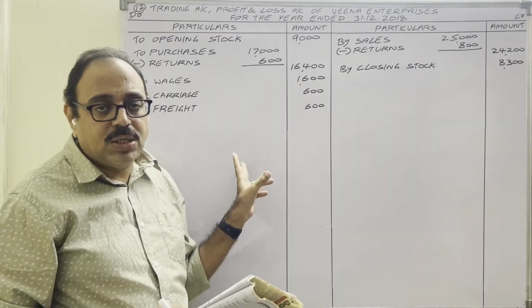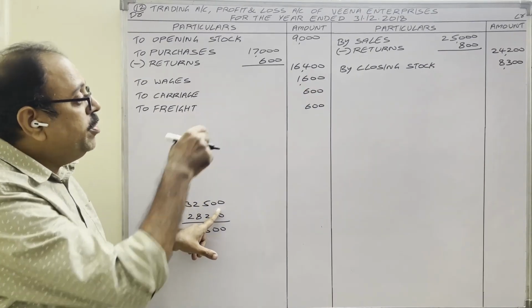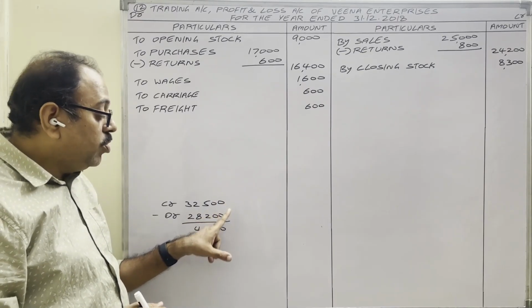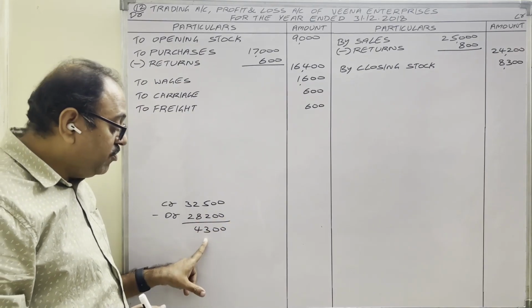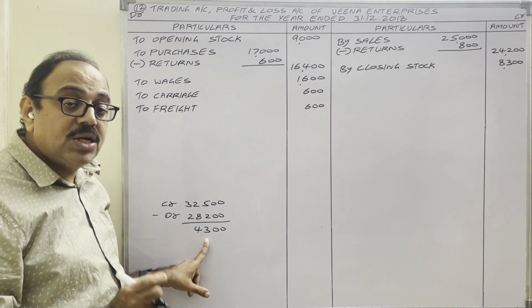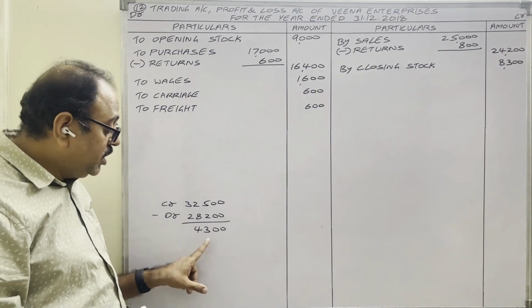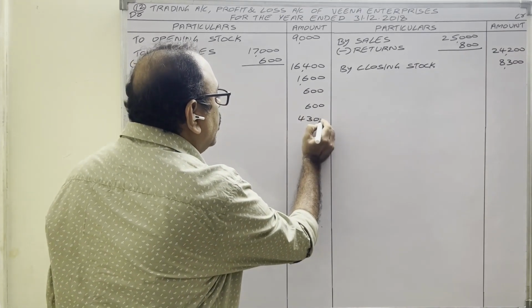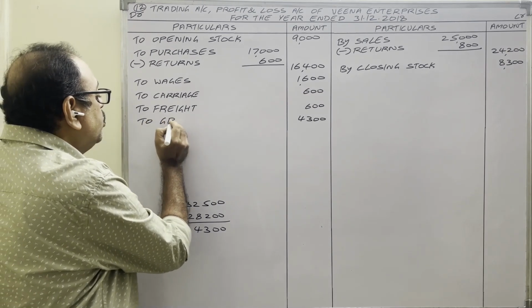Finally, two side totals. Credit amounts total is 32,500. Debit amounts total 28,200. Credit is more than debit. Income is more than expenditure. Therefore, the difference amount 4,300 is gross profit. So debit side total is less. Therefore, on the debit side we have to show this gross profit amount, 4,300 rupees. For this answer, you have to write 'To gross profit'.